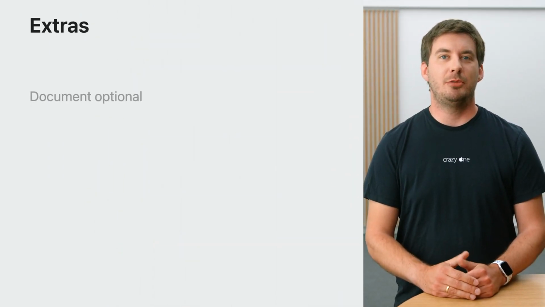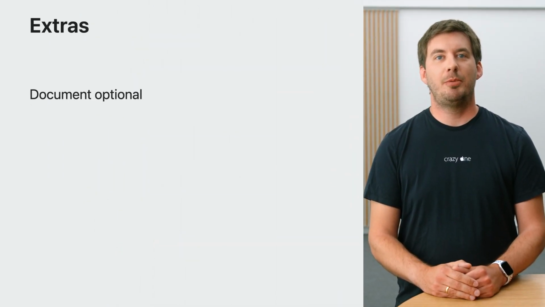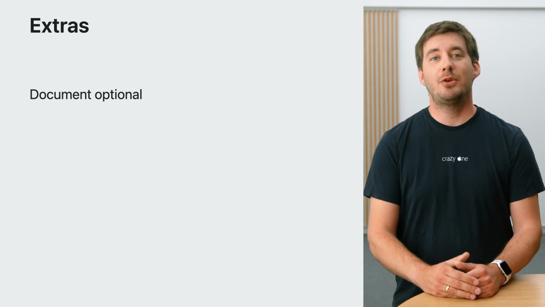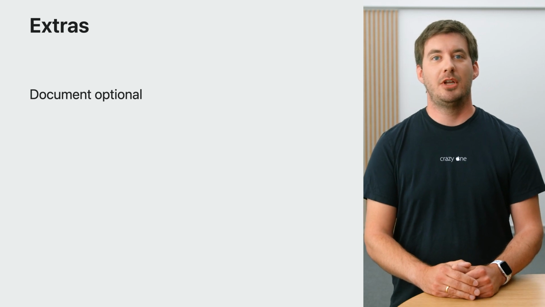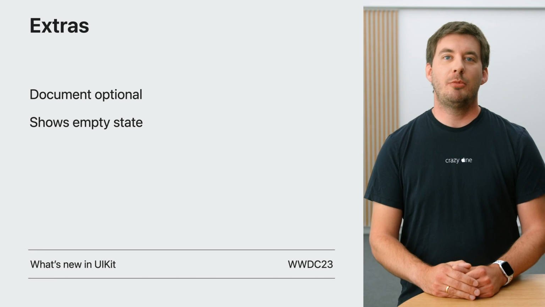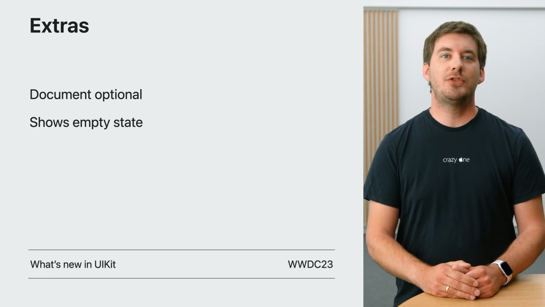Last but not least, UIDocumentViewController provides a document property. This property always refers to the document associated with the view controller. While you can provide a document during initialization, it is entirely optional. When there is no document associated with the view controller, it will automatically show an empty state. To learn more about configuring empty states, check out What's New in UIKit.